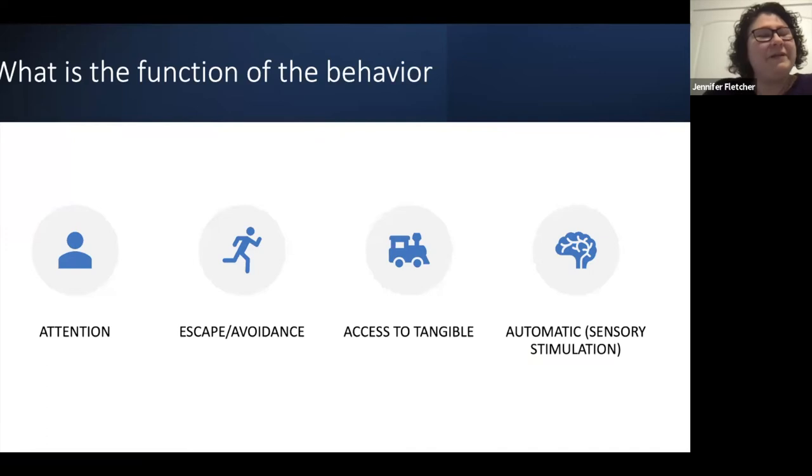Oh, and I forgot I had my slide here. Anyway, those are the functions of behaviors again. Okay, so what I want you to do now is think about the behavior you thought of earlier and make a hypothesis of what you think the function of that behavior might be. What could your child be getting out of engaging in the particular behavior you chose?